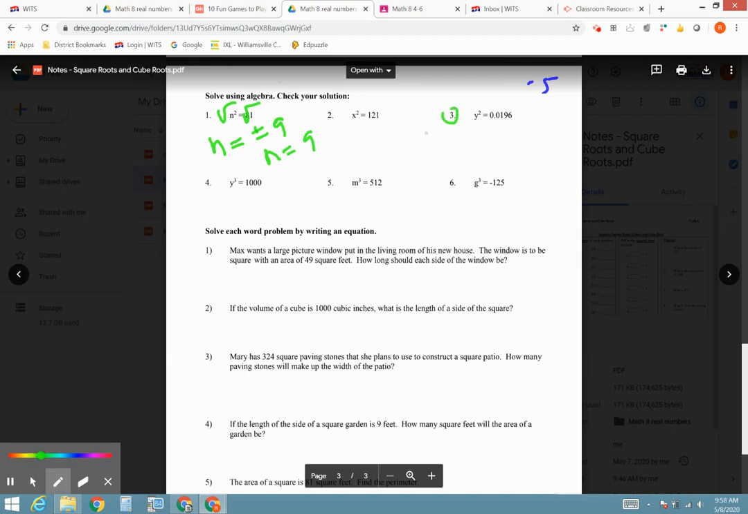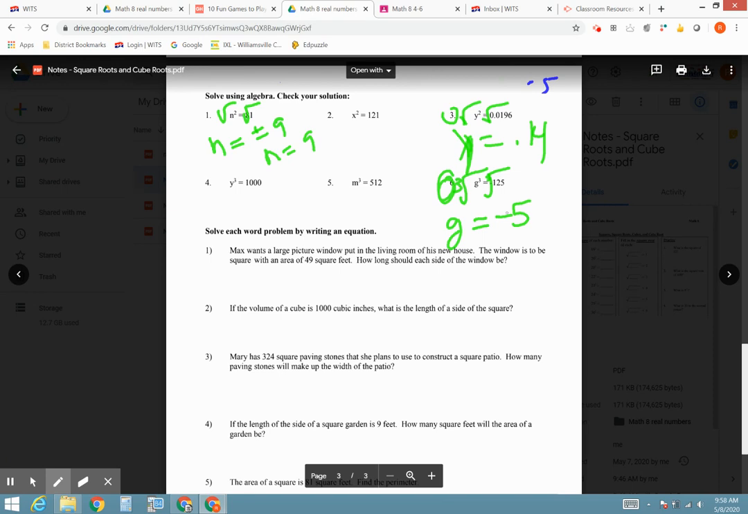Okay, you try number 3. You have to square root each side. Tell me what you get. Hopefully you got y equals 0.14. Try number 6. That's another cube root. So cube root, make sure you put that index of 3 in there. Cube root of negative 125. Hopefully you got negative 5.